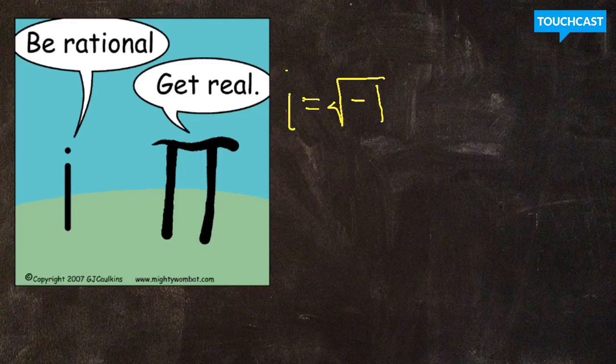Since you cannot take the square root of a negative, it's called imaginary, and the opposite of an imaginary number would be a real number. So in this cartoon, pi is telling the variable I that he needs to get real.